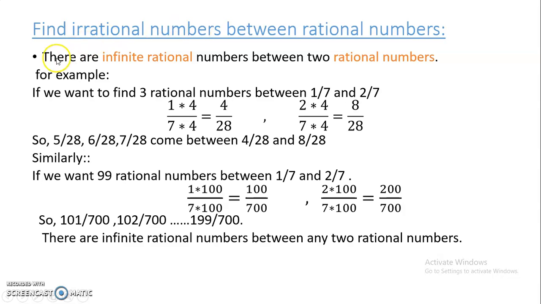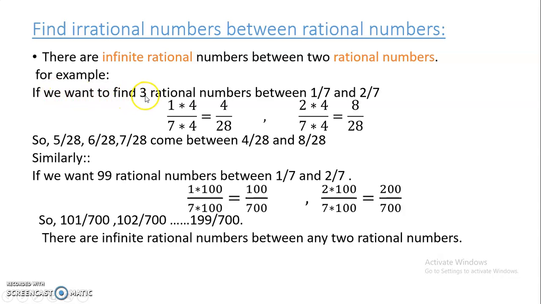So for that, let's see. There are infinite rational numbers between two rational numbers. There are infinite rational numbers that you cannot even count. Also, there are as many rational numbers between any given rational numbers. You already know the rational numbers are in the form of p by q only. So let's see an example.